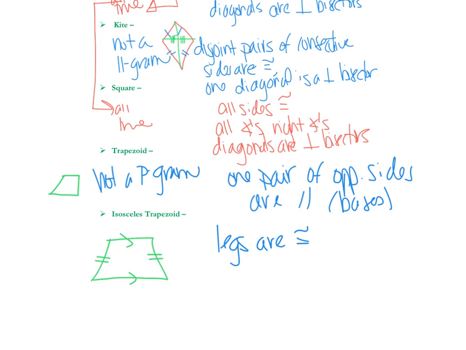Okie dokie. We are going to save the always, sometimes, never, which is on the next page, as a class.